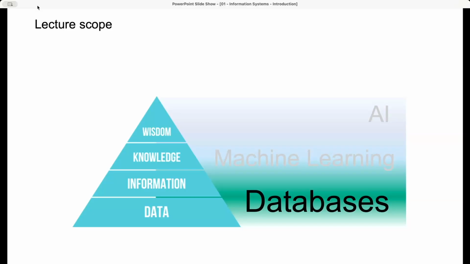Machine learning is not in the lecture. AI is not in the lecture, but it's all connected. Because in fact, you can see a relational table as the machine learning data sets, where the columns are the features and the labels and so on. So in fact, it is very related to machine learning.